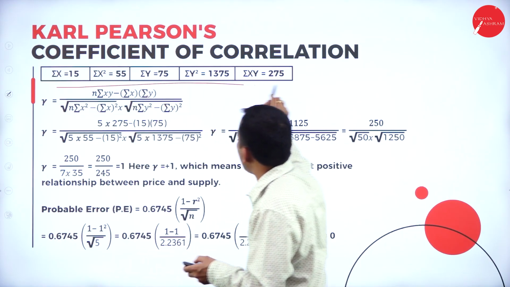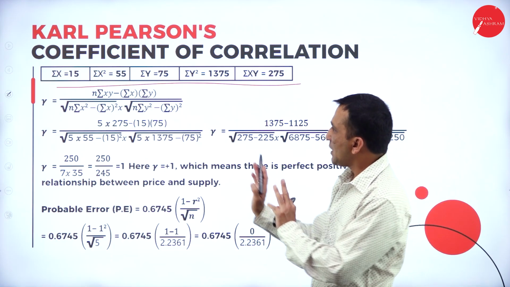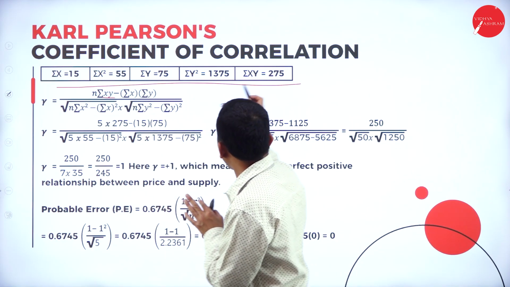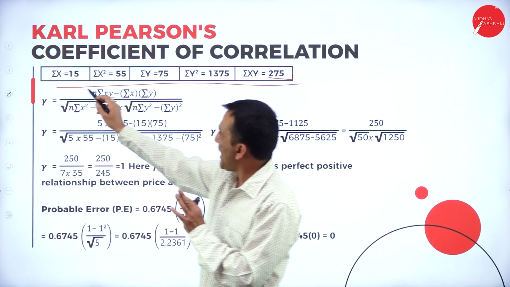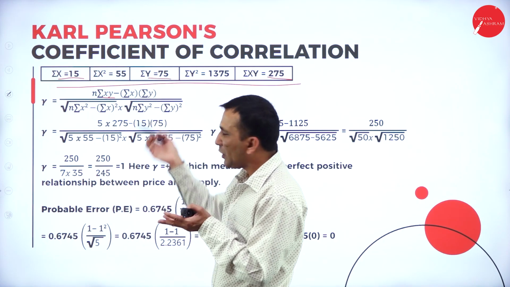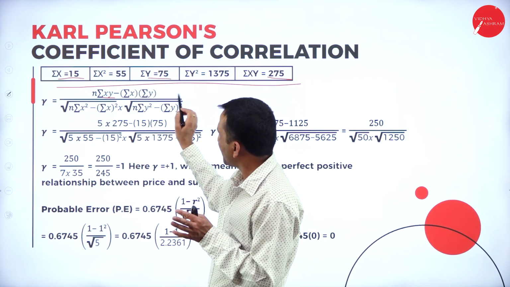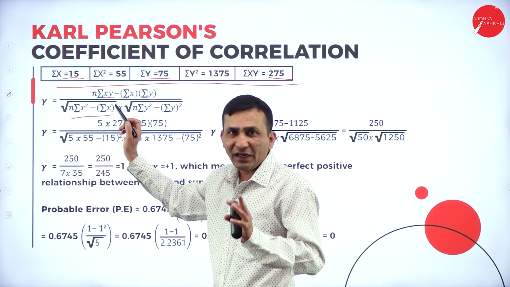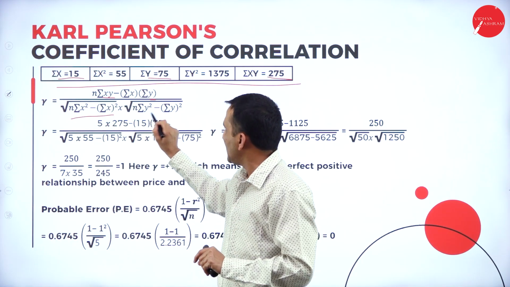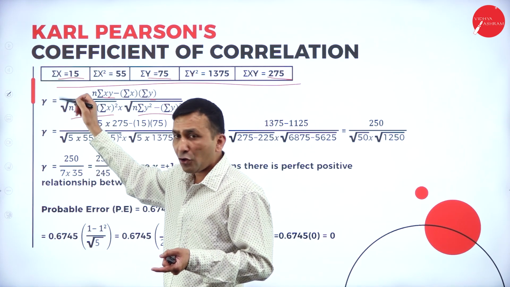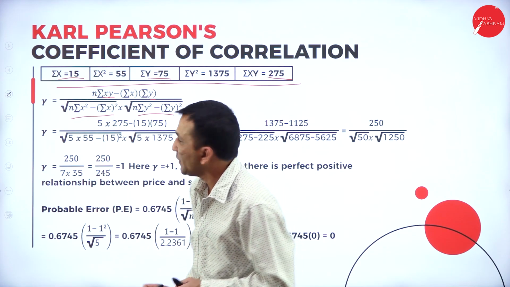Just for understanding, how we are writing the formula: the numerator is this value, 275, and sigma x, which we got directly with the help of the question, and sigma y also we got directly from the question. Divided by, because we are doing it with the help of deviation, the x series and y series, separate calculation. N you need to consider, because the number of items is clearly specified in the question.